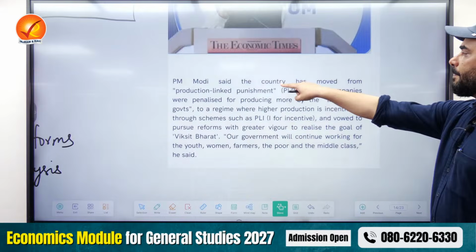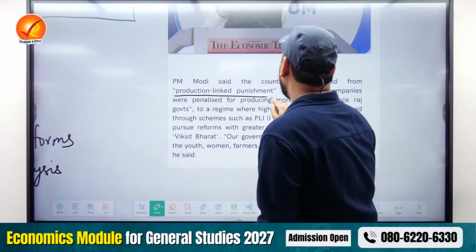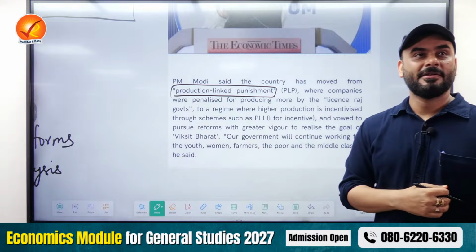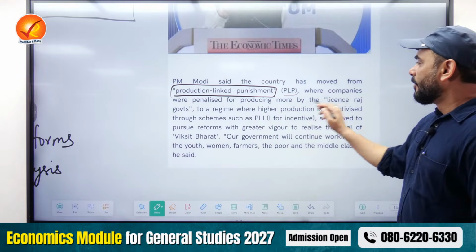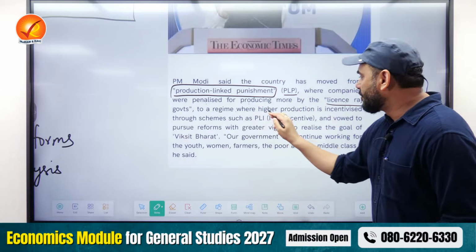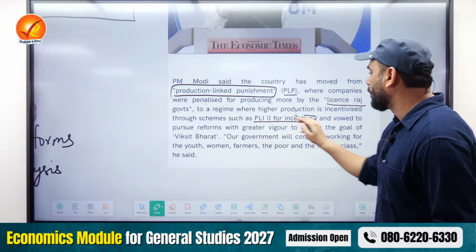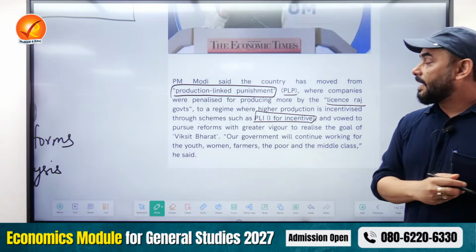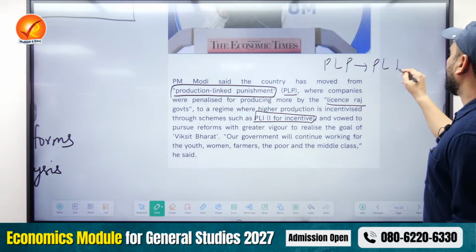It says, PM Modi said the country has moved from production-linked punishment. Okay. That's a new acronym. They have created PLP, Production-Linked Punishment, where companies were penalized for producing more by license Raj, to a regime where high production is incentivized through schemes such as PLI, Production-Linked Incentive. So the Prime Minister made a statement that India has moved from PLP to PLI.